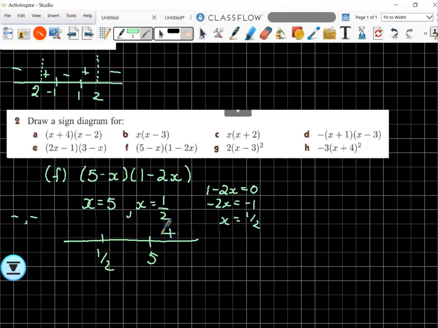Pick a number in between 1/2 and 5. Well, that could be your 1. 5 take 1, that's positive. 2 times 1 is 2, so 1 take 2 is negative. A positive times a negative is a negative, and so on and so forth. And you check that one, that will be positive.